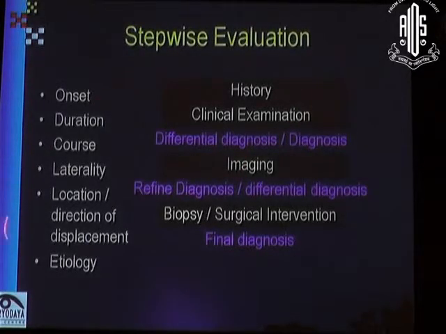So this is covered by history and clinical examination, and that leads to a differential diagnosis or sometimes even a spot diagnosis. Then you go for imaging, and that helps you refine your diagnosis and narrow down your differential diagnosis. Sometimes you can intervene surgically at that very stage, or you do a biopsy, which gives you the final diagnosis. With biopsy, you could do an excision biopsy, where you remove the tumor in its entirety, or, to know the nature of the disease, you do an incisional biopsy.